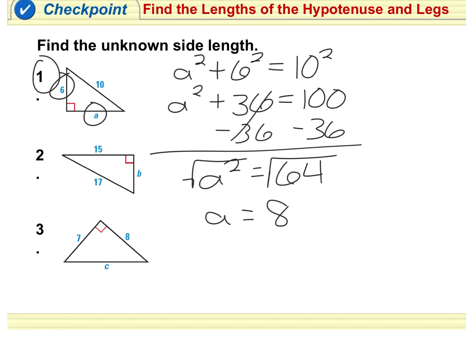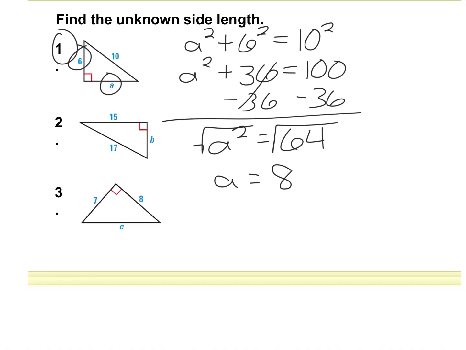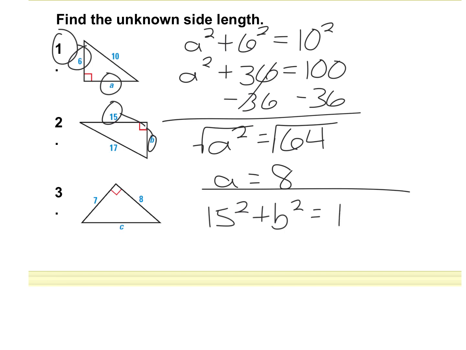Okay, we're not going to go through 2 and 3, but let's set them up at least. Okay, on 2, what is one of my legs on 2? 15 is one of my legs connected to that right angle. What's the other one? B. And B, because it's connected to my right angle. Why is 17 our hypotenuse, our long side? It's not connected to the right angle. Not connected, it's across, and that's our longest side.